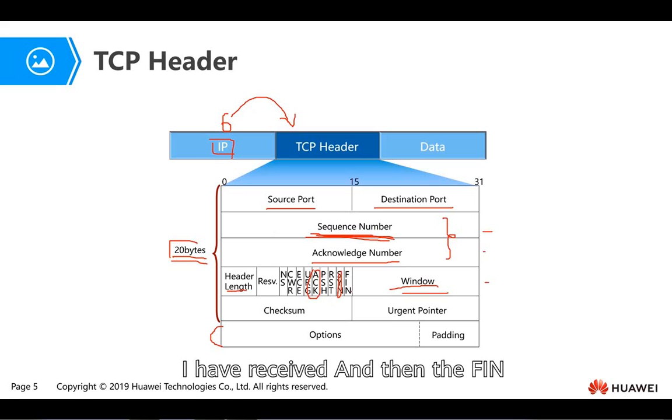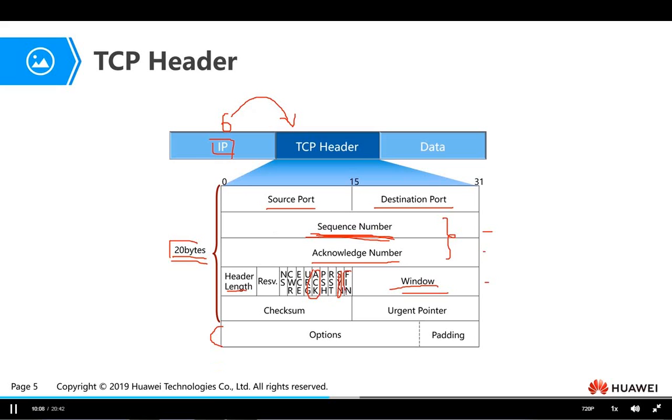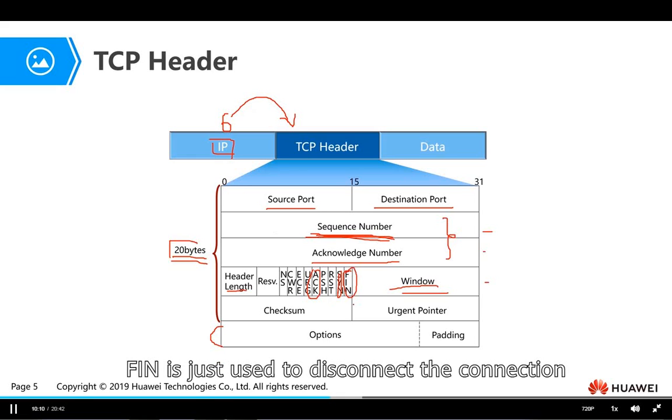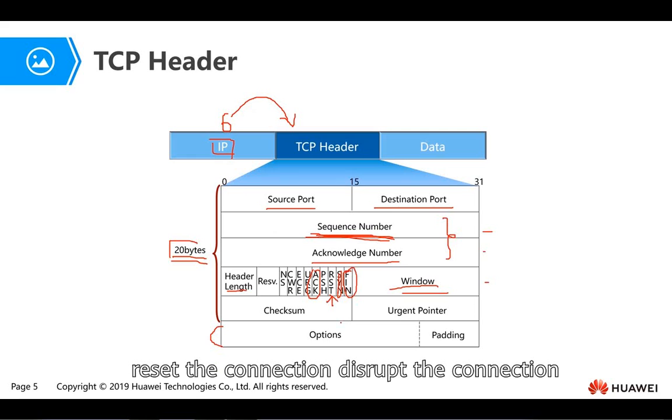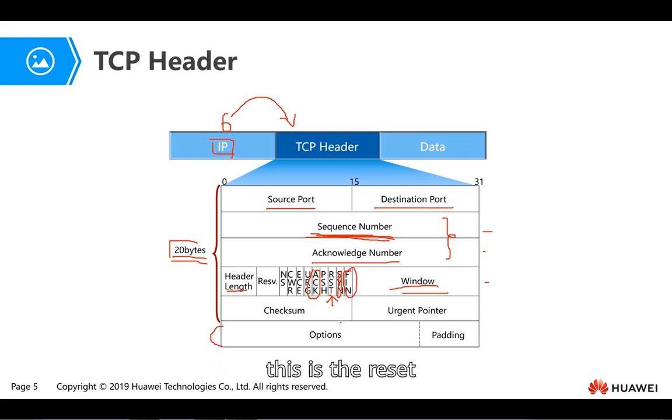And then the FIN, the finish, is just to disconnect the connection. After the data have finished sending between the source and the destination, the connection will be disconnected. So we use the FIN, and then the RST, reset, is just to reset the connection, to disrupt the connection. This connection will never be used anymore. This is the reset.